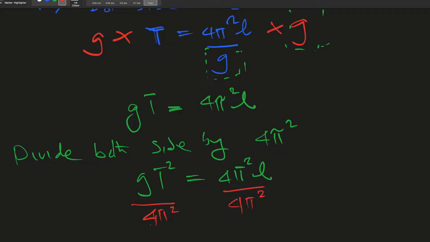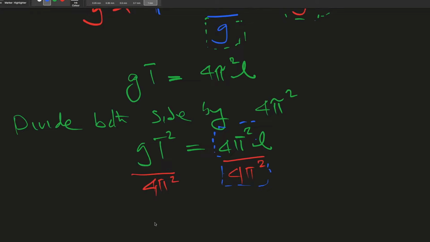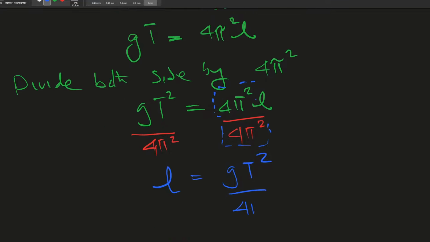Okay, what do we see? Let's analyze this. You see that 4 pi squared will cancel 4 pi squared. That will render our L to be equal to GT squared all over 4 pi squared. So you see, we are able to make the L the subject.